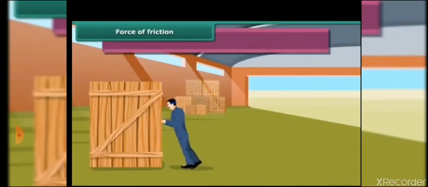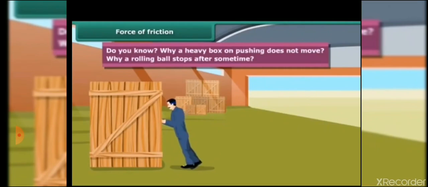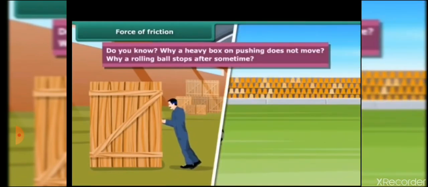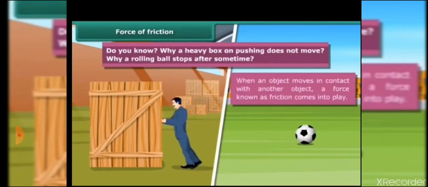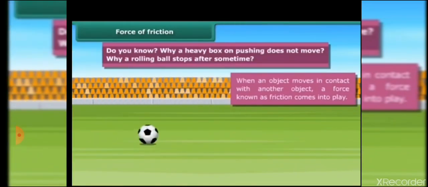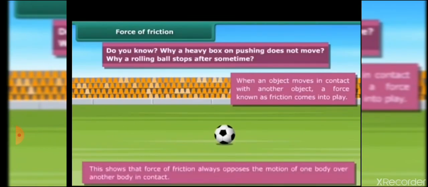Force of friction. Do you know why a heavy box on pushing does not move? Why does a rolling ball stop after some time? When an object moves in contact with another object, a force known as friction comes into play. Note that the force of friction always acts on all objects, and its direction is always opposite to the direction of motion. The moving object in the animation gradually slows down and ultimately stops due to the force of friction. This shows that the force of friction always opposes the motion of one body over another body in contact.